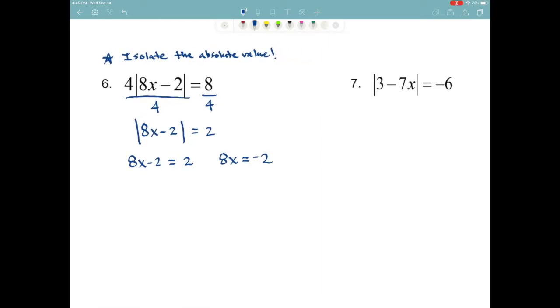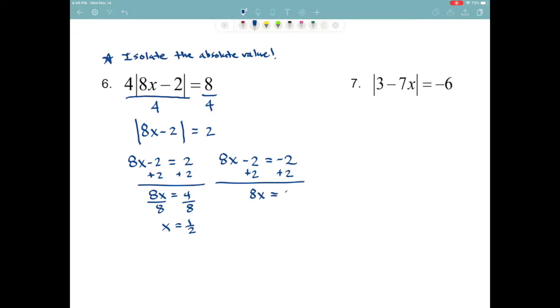Oops, sorry there. Now we just finished solving. We're going to add 2 to each side, and we get 8x is equal to 4, which means that x equals 1/2. And you'll see here I made a little goof when I was writing that out. This should be 8x minus 2 equals negative 2. We add our 2 to each side. 8x equals 0, therefore x is going to have to be 0. And that's our second solution. So we get that x equals 0 and x equals 1/2.